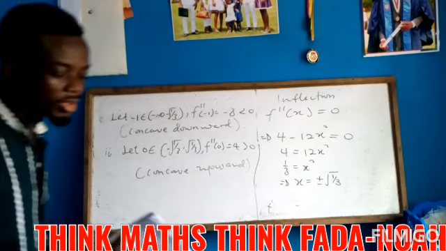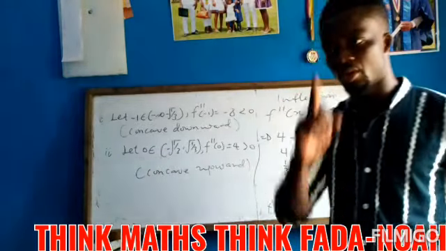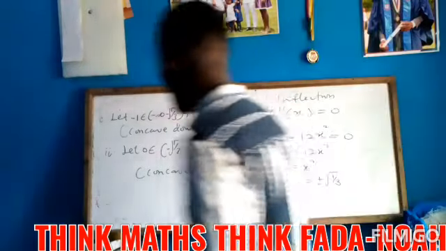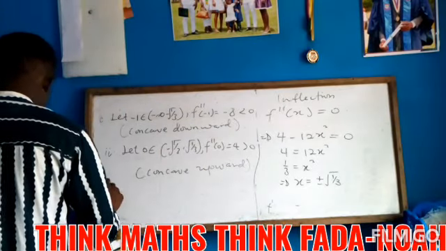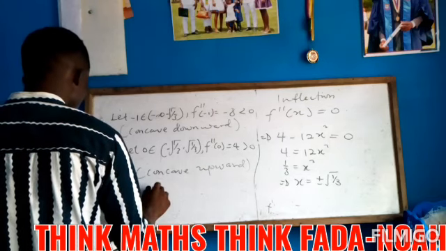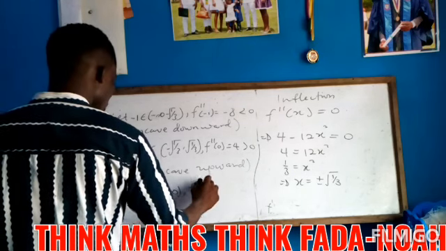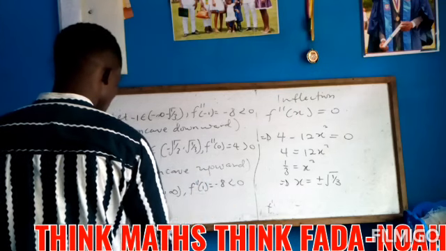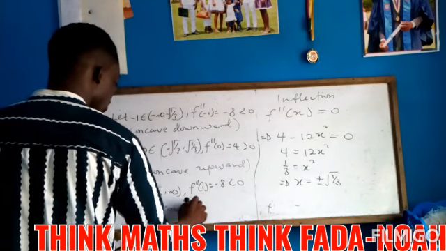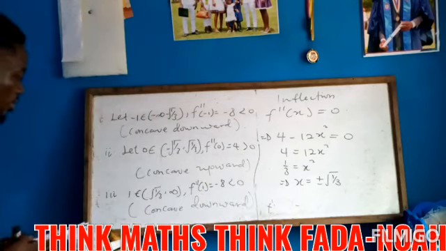And concave upward is talking about a minimum turning point, okay? This is that the concavity is going up. So this one we have a minimum turning point. So when we consider a number in the interval from root 1 over 3 to positive infinity, we have f prime prime of 1 equal to minus 8, which is less than 0. So on this interval we have concave downward, which is referring to a maximum turning point.